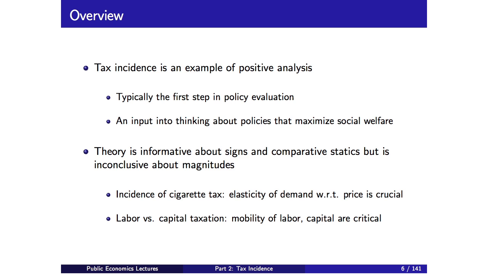So one of the examples we'll talk about today is the incidence of a cigarette tax. And there, the elasticity of demand with respect to the price of cigarettes is going to be crucial for determining the incidence of that tax. Another example that we've just been mentioning is labor versus capital taxation. Here, the mobility of labor and the mobility of capital are going to be critical. How easily can companies shift operations to other lower tax places and so forth?